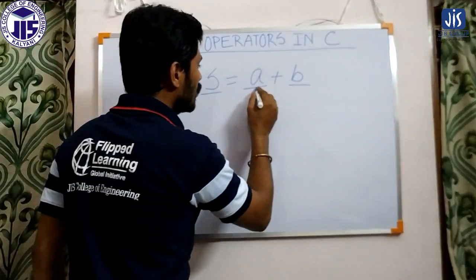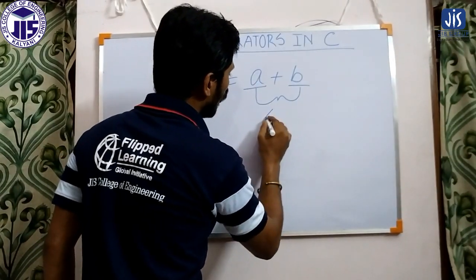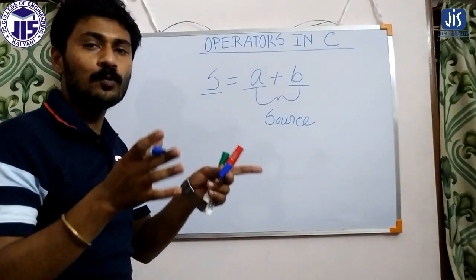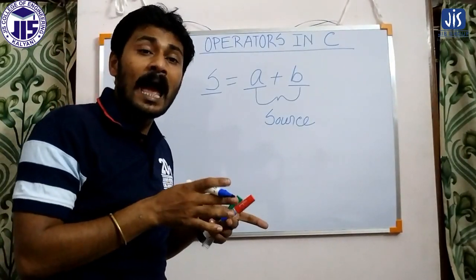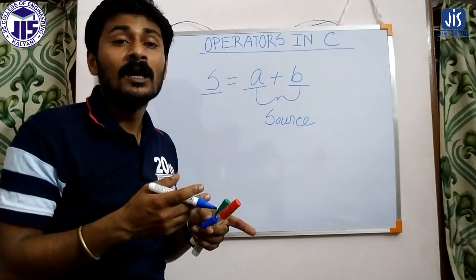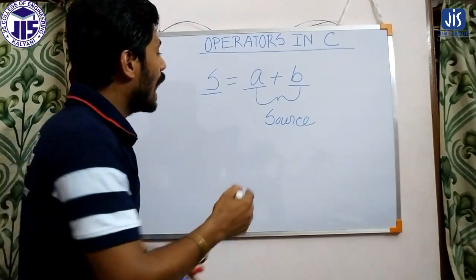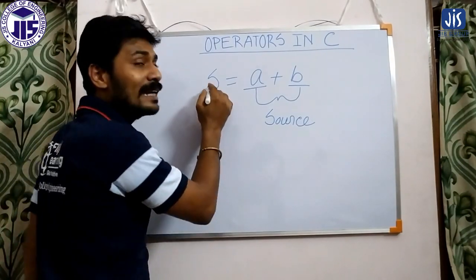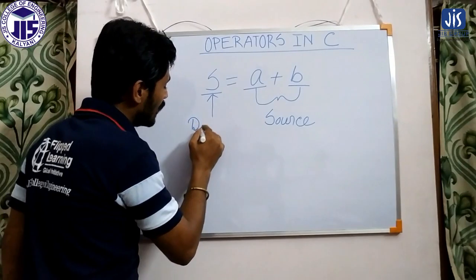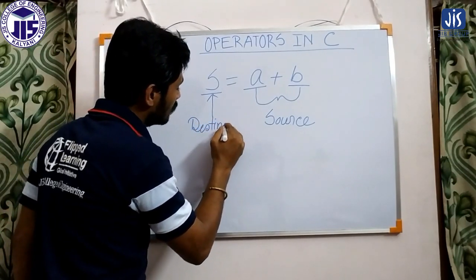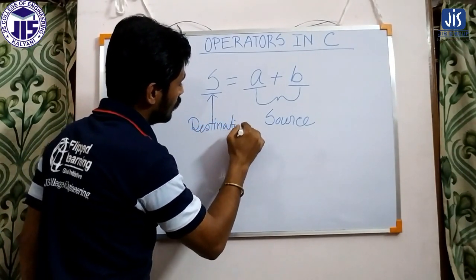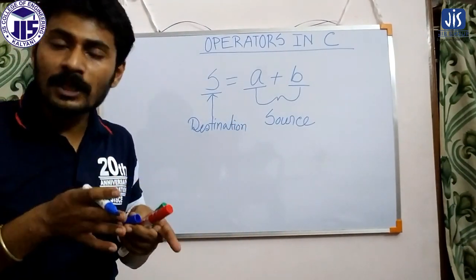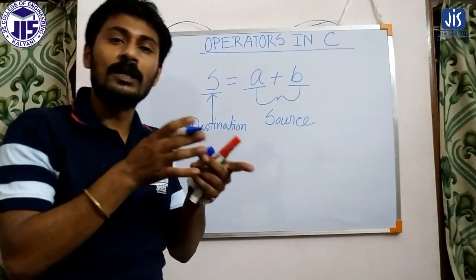A and B, these two will be called source operands, because we are going to perform the operation on A and B, and the values of A and B the user is going to provide. After performing this addition operation, the result will be stored in the S variable. That is called the destination operand. So the operation is performed on the source operands, and after performing the operation the result is stored into the destination operand.